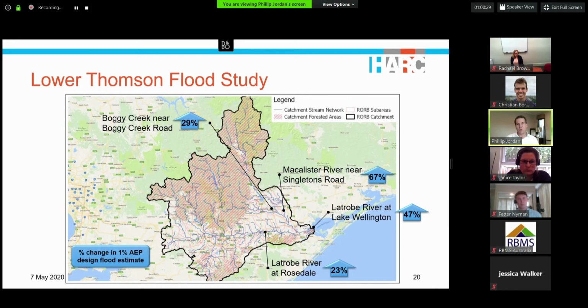So looking at increases of somewhere between 23 and 67%, with an increase by the time you get down to Lake Wellington at the bottom of the system of 47%. So those are quite large numbers. It is important, though, in a risk context, to point out that those increases really only persist for that first 2 or 3 years post the bushfire.